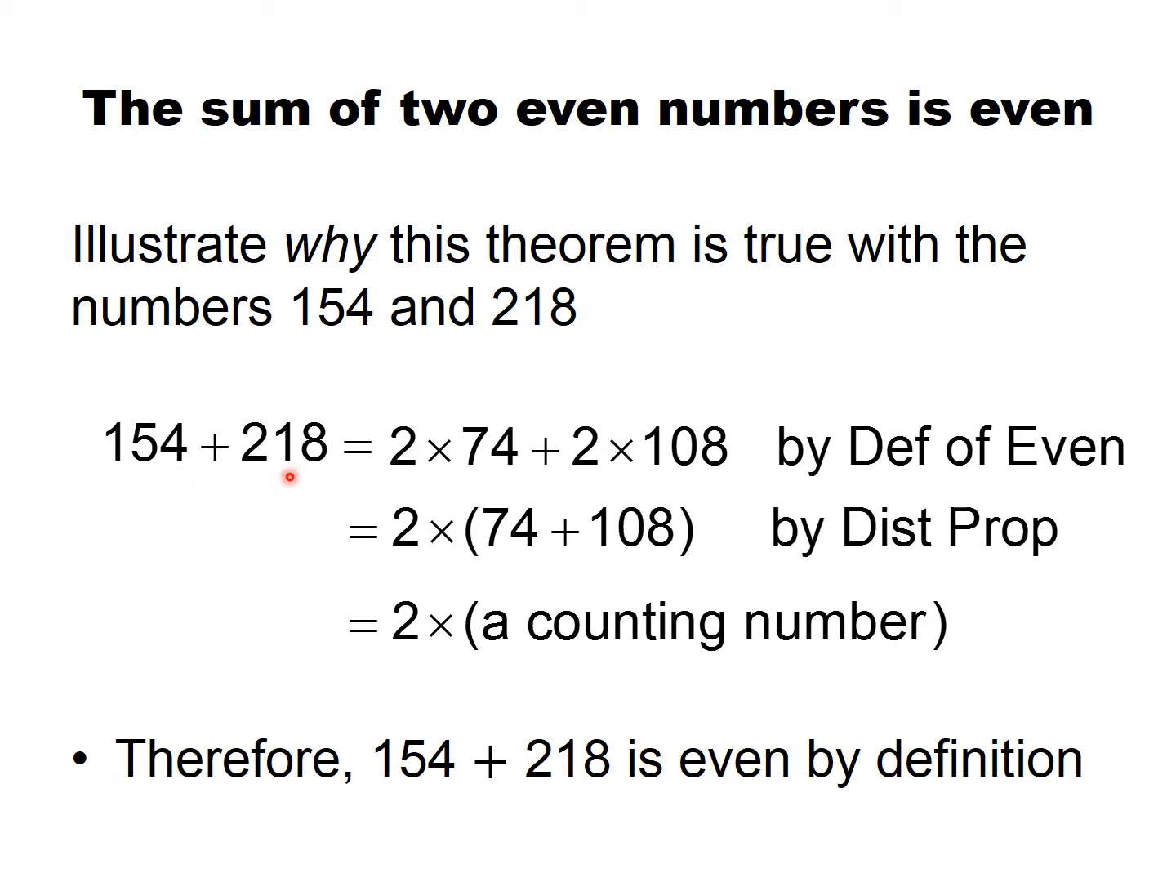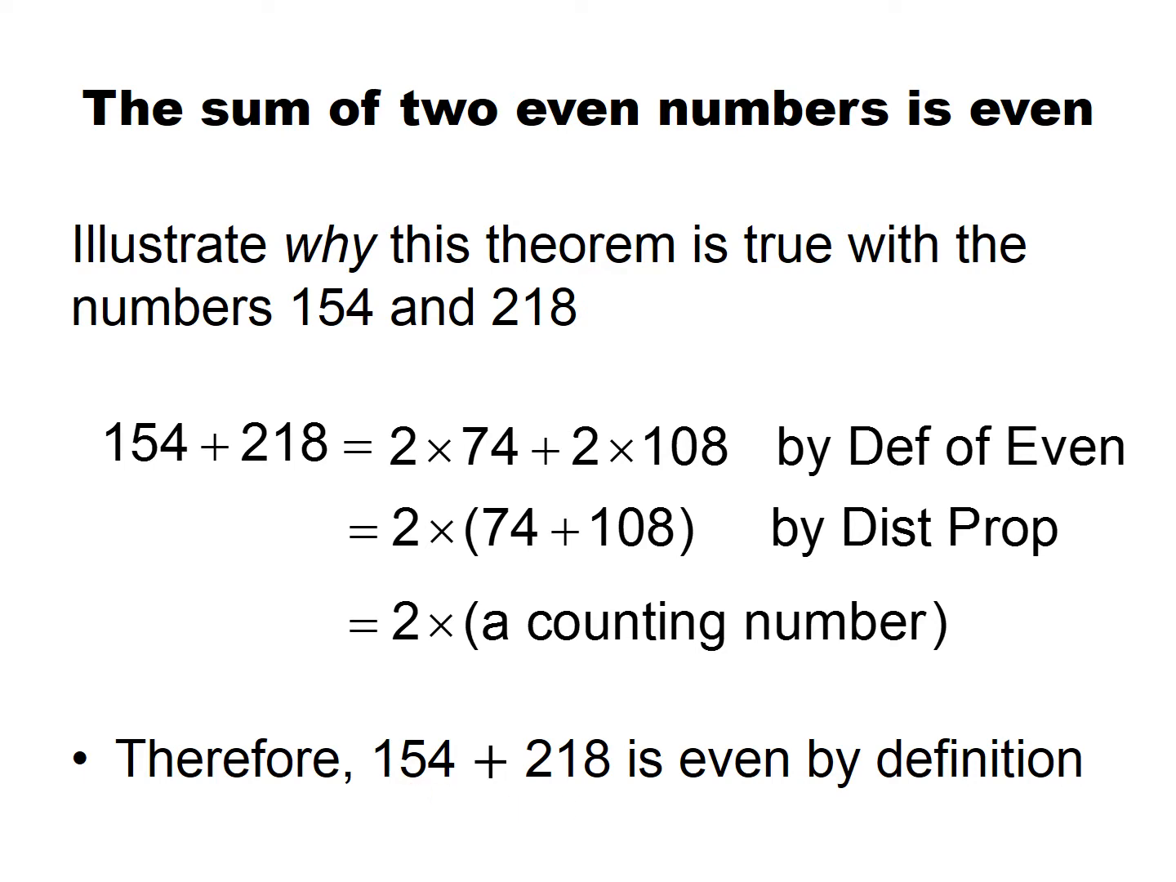154 plus 218, those are both even, so I can write the first one as 2 times 74 plus 2 times 108, again by the definition of even. And then I can factor out the 2 to get this by the distributive property. So I have 2 times a counting number plus a counting number. And so we've got 2 times a counting number. And so therefore, 154 plus 218 is even by definition.